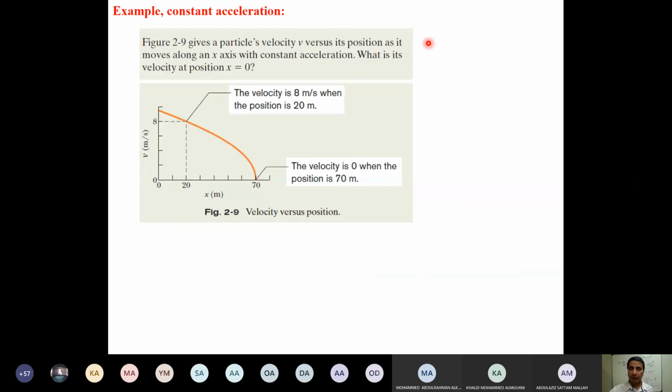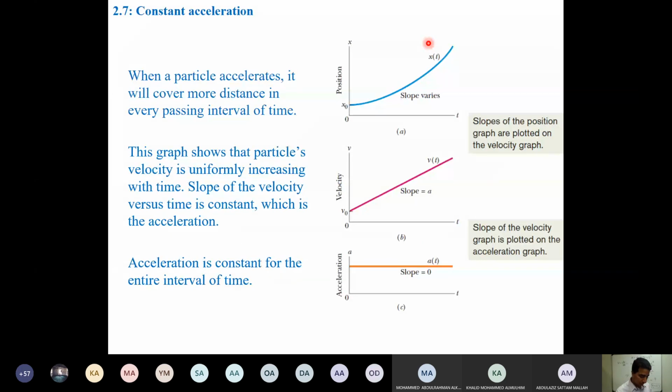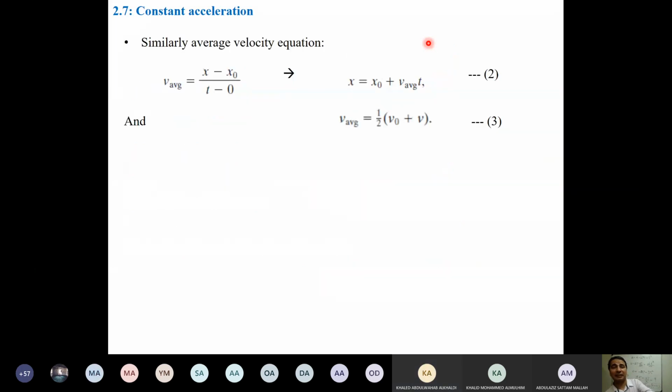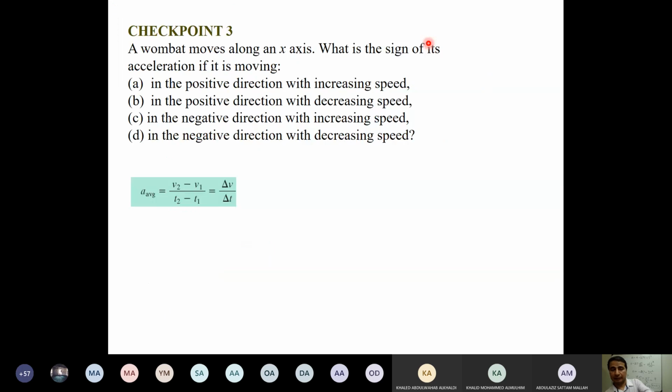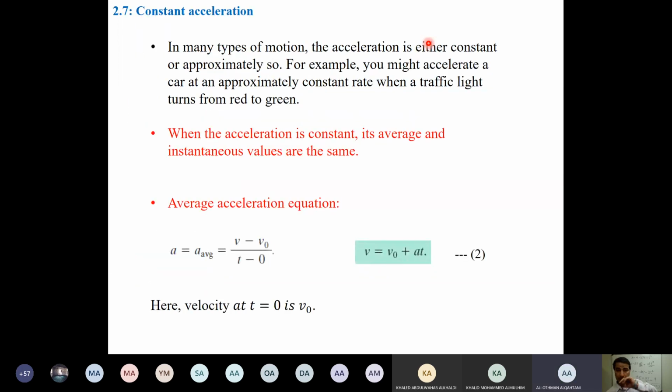How much time do we have? Do you see it? We have 1 minute left, sir. Okay, let me introduce constant acceleration a little bit. Mr., we didn't take the attendance yet. Yes, I will give you this.